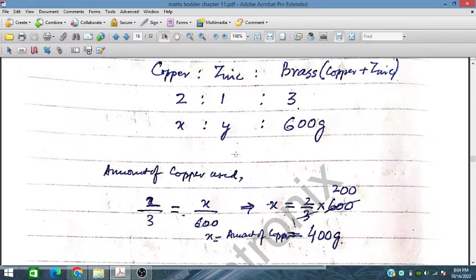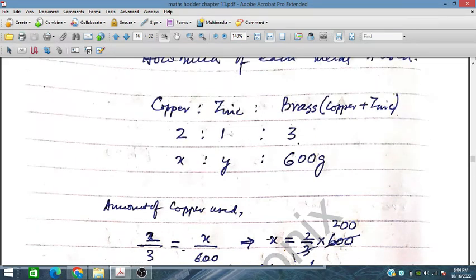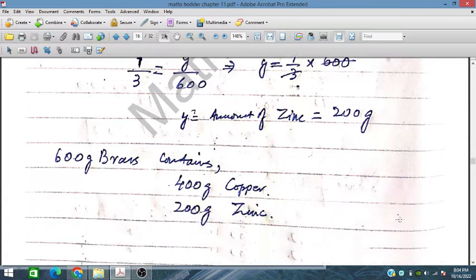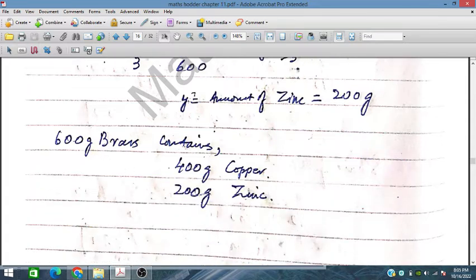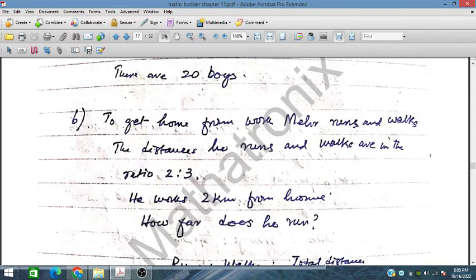So it's easy, but we are performing this operation. This is 1 to 3, so y to 600. So 1 to 3 is y to 600, so y is equal to 200 grams. So 600 grams contains 400 grams of copper and 200 grams of zinc. This is the answer.